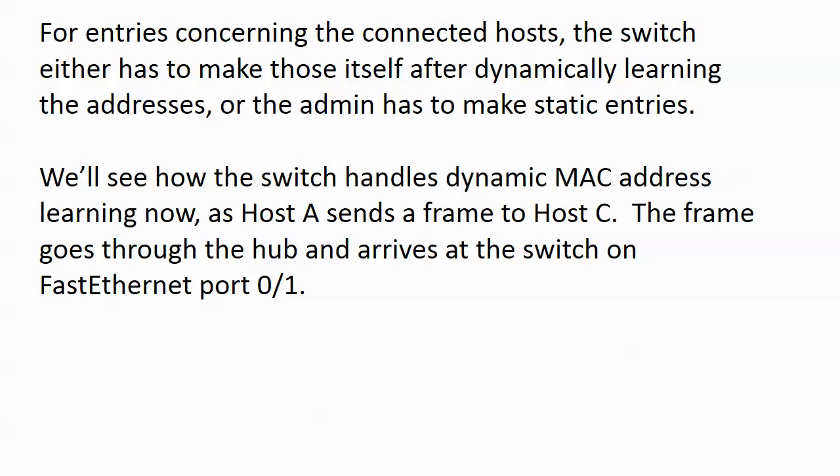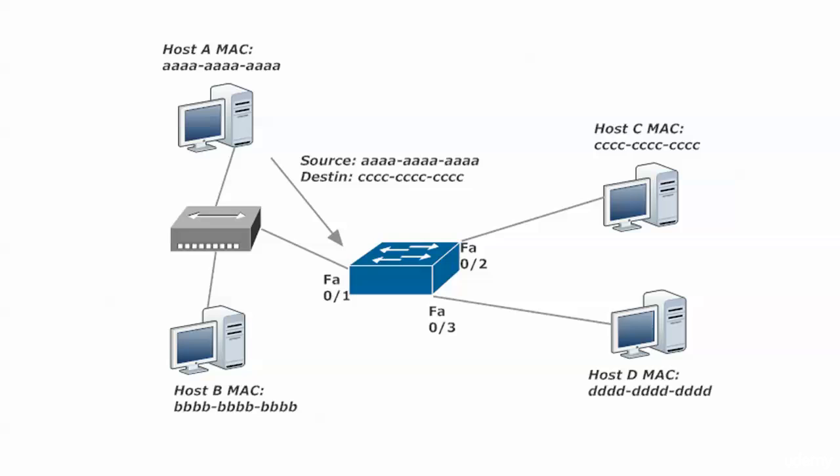Now, to start it off, we're going to see how the switch handles dynamic MAC address learning as host A is going to send a frame to host C. And what happens here is the frame will go through the hub and arrive at the switch on FastEthernet 0/1, which I will probably refer to as ports 1, 2, and 3. You can see I put the numbers on this one. The hub is connected to FastEthernet 0/1 on the switch. Host C is connected directly to FastEthernet 0/2, and host D is connected directly to FastEthernet 0/3.